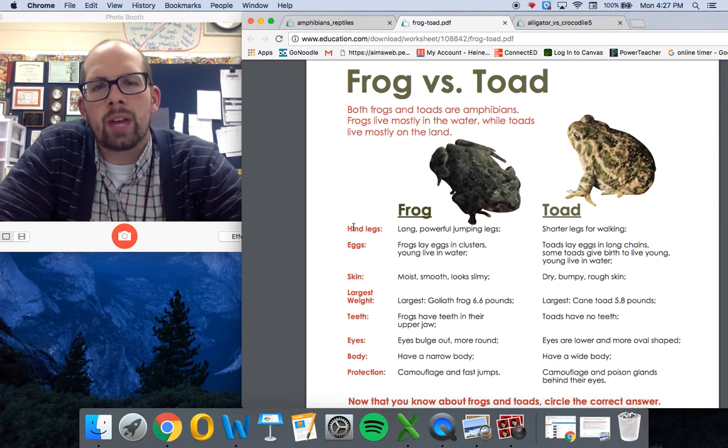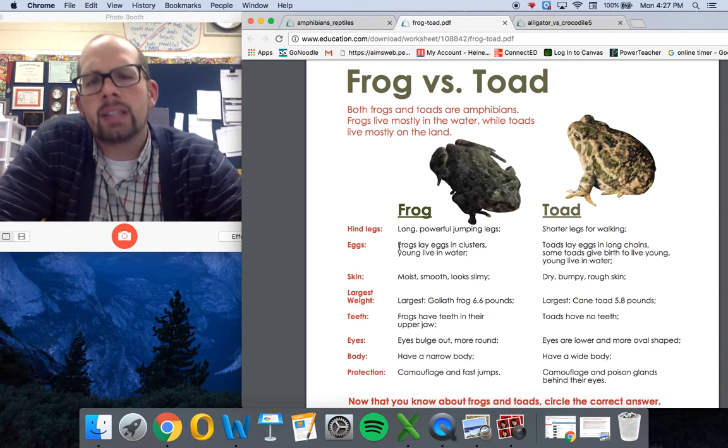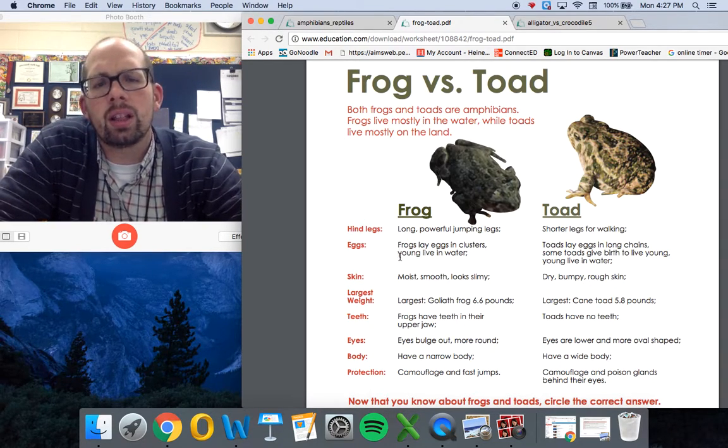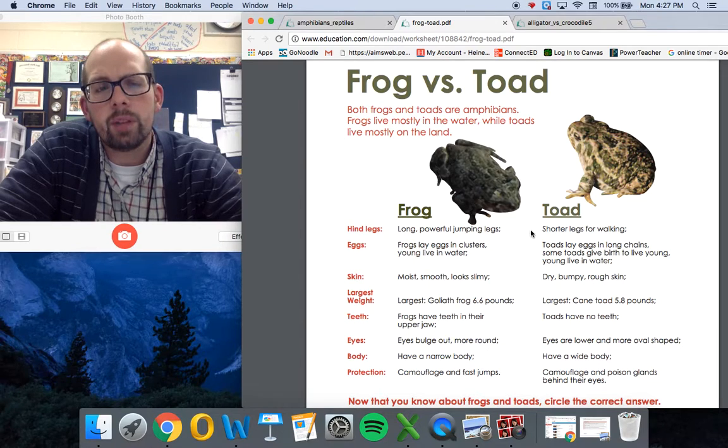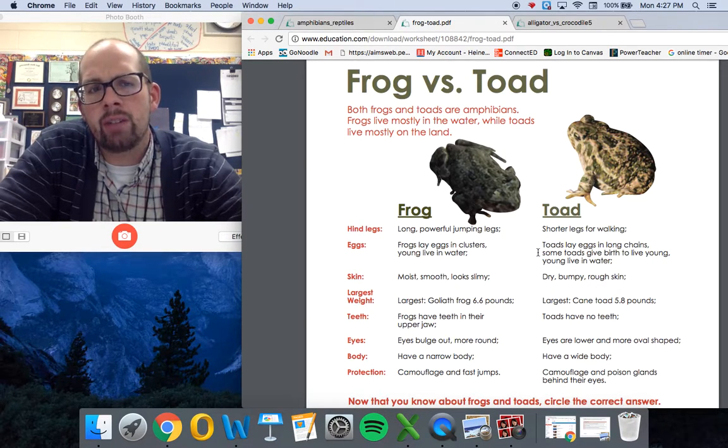So what we'll do is take each of these features, each of these structures that helps them survive, and see how they're the same or different between frogs and toads. So hind legs. For a frog, they're long, powerful jumping legs. For a toad, shorter legs for walking. The eggs for frogs. Frogs lay eggs in clusters. Young live in water. Toads lay their eggs in long chains. Some toads give birth to live young, and the young live in water.